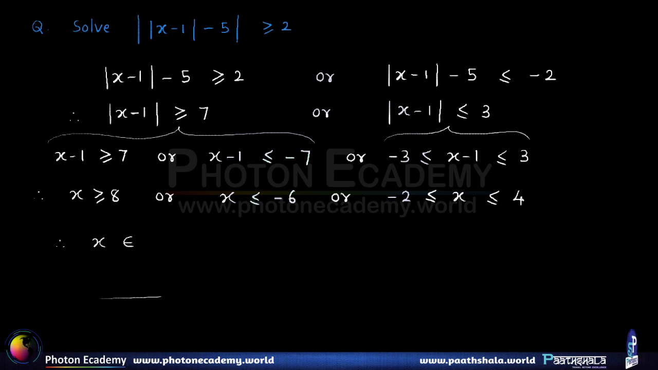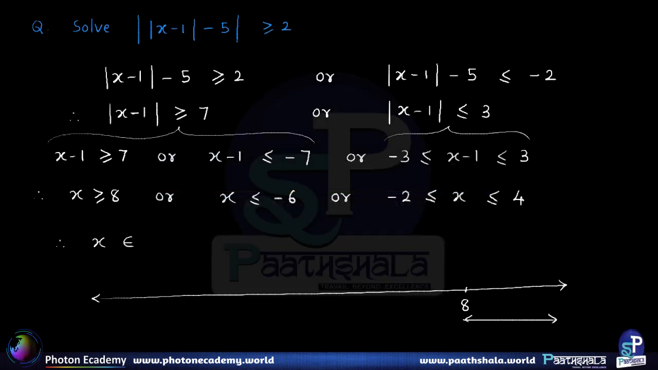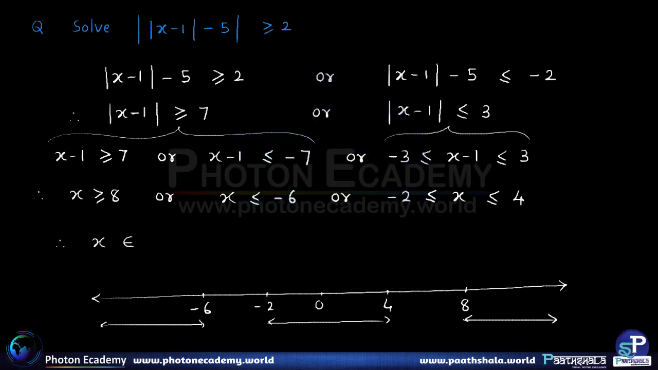Now if we want to show it graphically, normally we write the three sets in order. Here we have x greater than or equal to 8, right? Then here we have x less than or equal to minus 6, and the last is between minus 2 and 4. So somewhere here we have minus 2 and somewhere we have 4. So x may belong to this. Of course there will be 0 somewhere here, right?